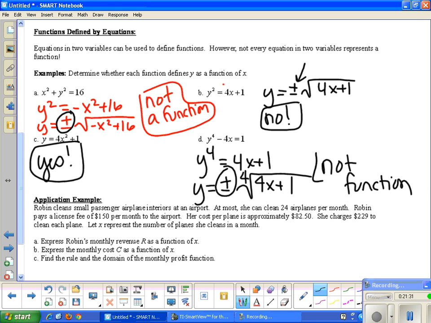Basically, when you're doing these kinds of problems, they're pretty simple because when it asks if y is a function of x, you just have to look to see, is the y to an even power?